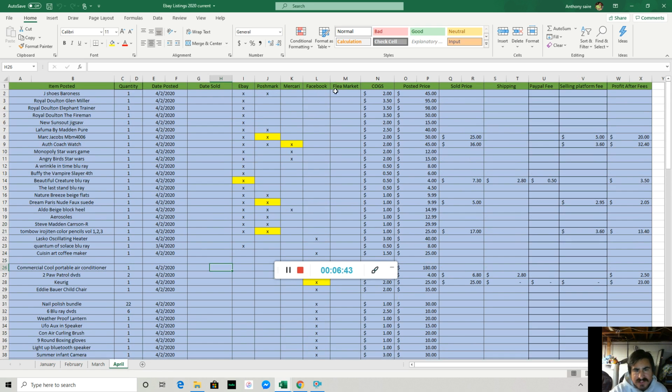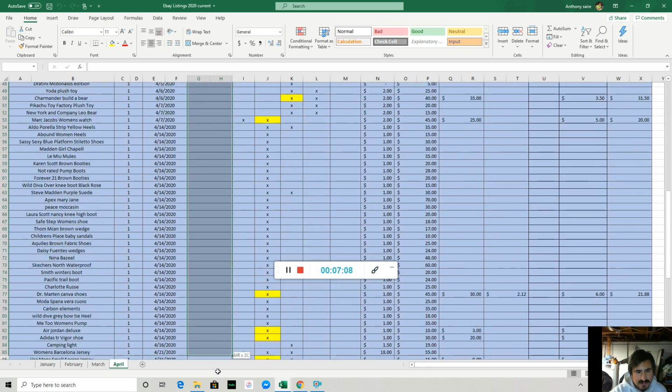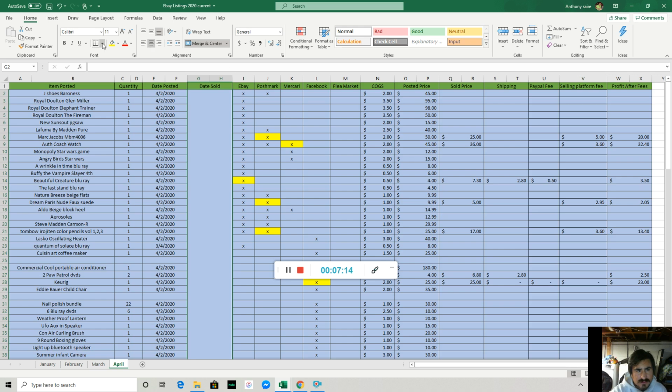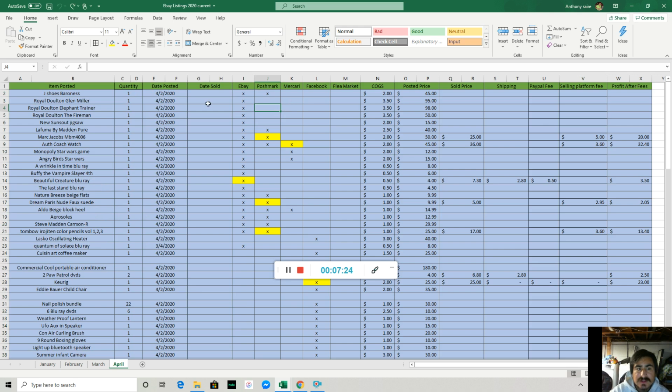So eBay, Poshmark, Mercari, Facebook, and eventually, if you do flea markets, you do flea markets. So generally, when I sell an item, for example, this Marc Jacobs watch, I sold 1 for 2. Poshmark. See, the one thing I forgot to include is the day I sold it. Now, what I'll do is I usually go back. Actually, go here, and we're gonna merge. Oh, well, that didn't work out. So you gotta love Control Z. Oh, there you go.